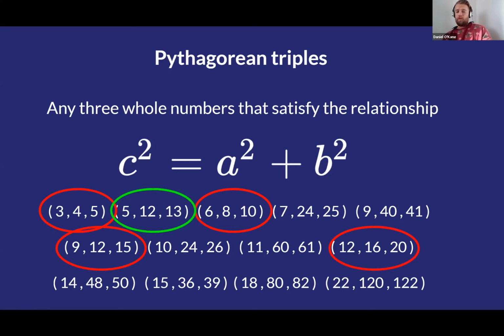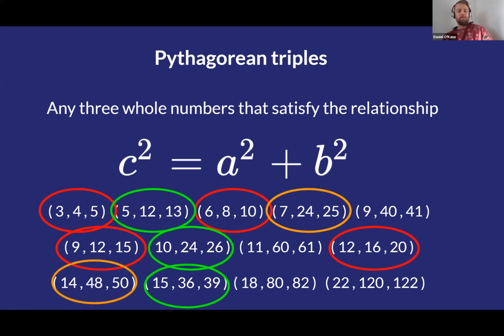It works the same with 5, 12, and 13. This is another common one. Multiplying each of those side lengths by 2, I'd get 10, 24, and 26. These also satisfy Pythagoras' theorem, as well as 15, 36, and 39. So 15 squared plus 36 squared, you can prove it works out to be 39 squared. 7, 24, and 25 is another Pythagorean triple, and so I can look at multiples of it: 14, 48, and 50, or 21, 72, and 75, for example.